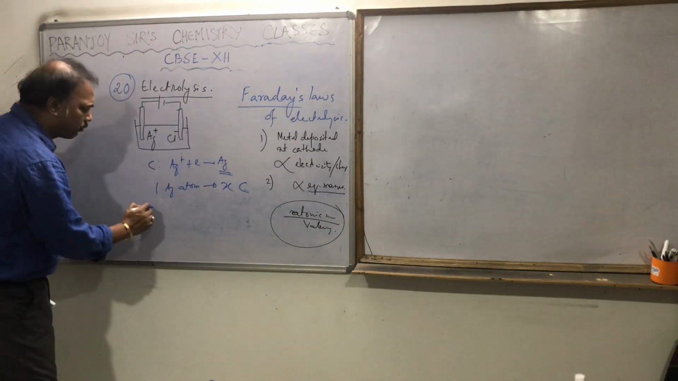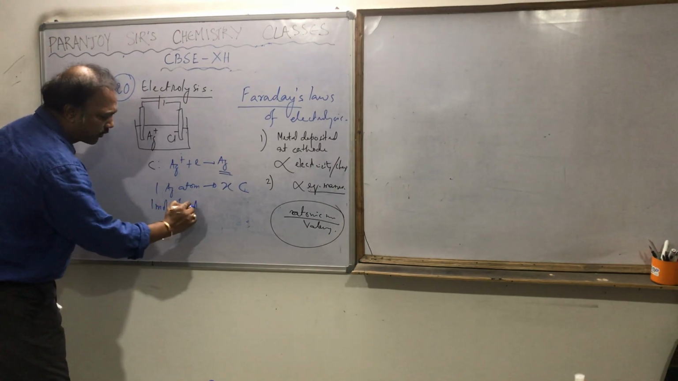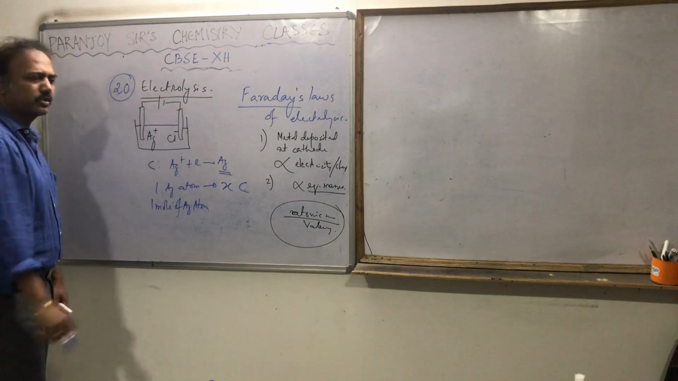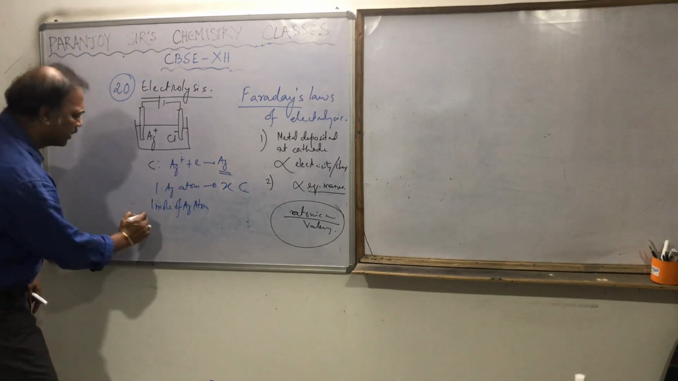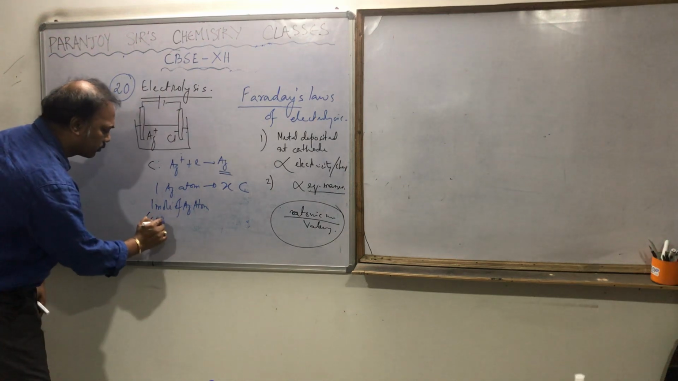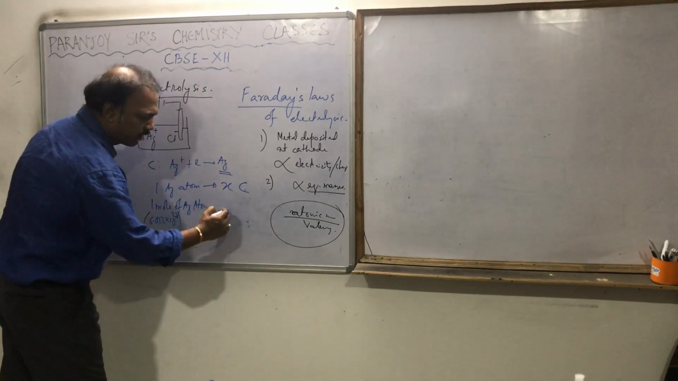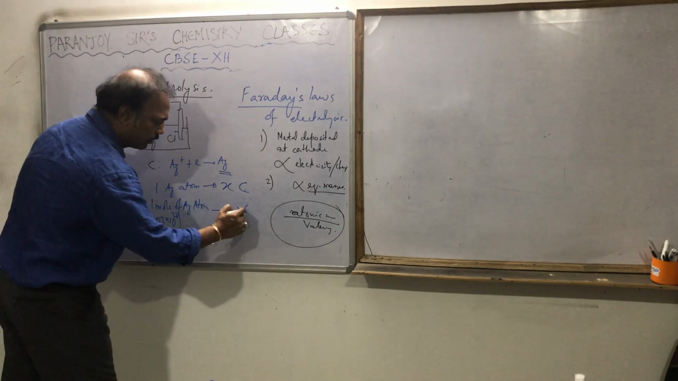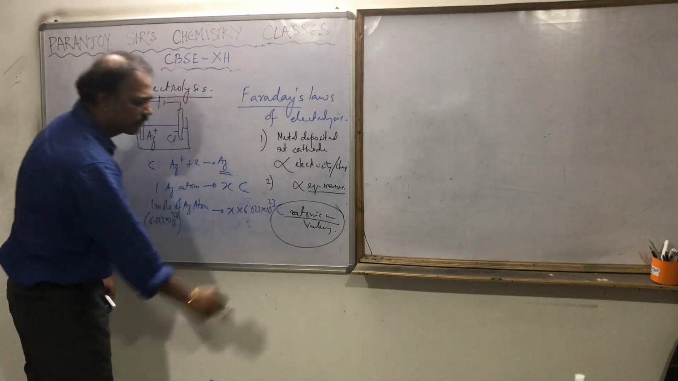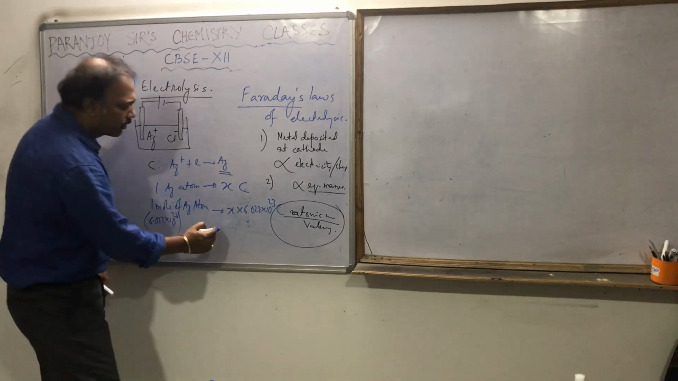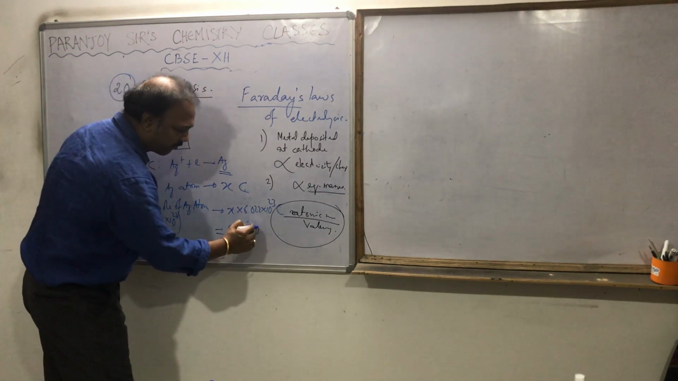So how much is needed to deposit 1 mole of silver atom? 1 mole of silver atom means how many silver atoms? That is 6.022 into 10 to the power 23 silver atoms. The amount of charge required is the charge of the electron into 6.022 into 10 to the power 23. That much coulomb of charge is required, and that is almost equal to 96,500 coulomb.